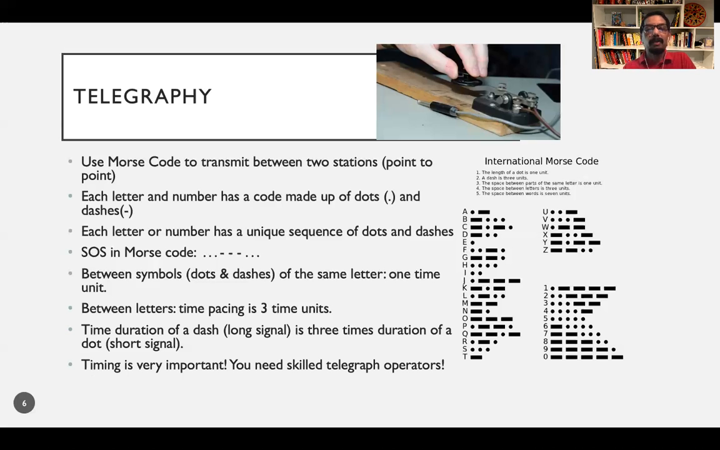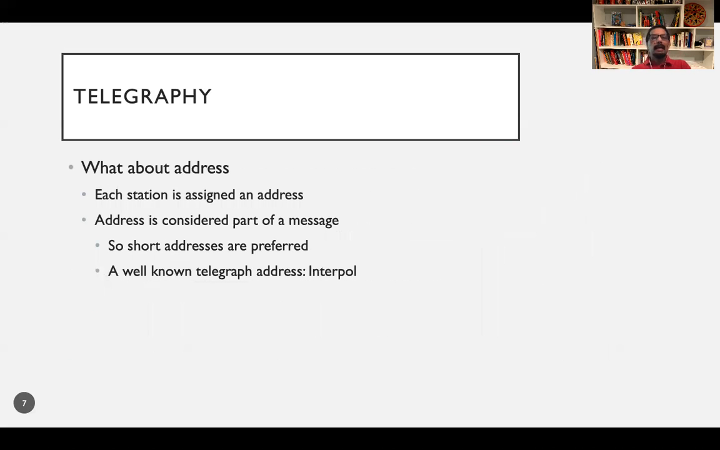Timing is very important. I talked about that already. What about address? Yes, you need to also have address. Each station is assigned a unique address. Interestingly, in telegraphy, address is part of a message, so short addresses are preferred because then there's no conflict about it. A well-known telegraph address is, of course, Interpol, right? So you will write Interpol and whatnot to follow your message.